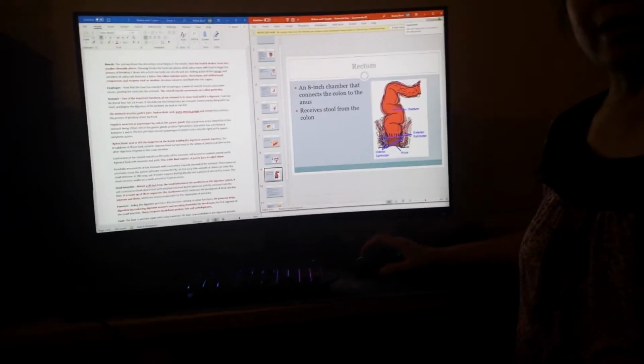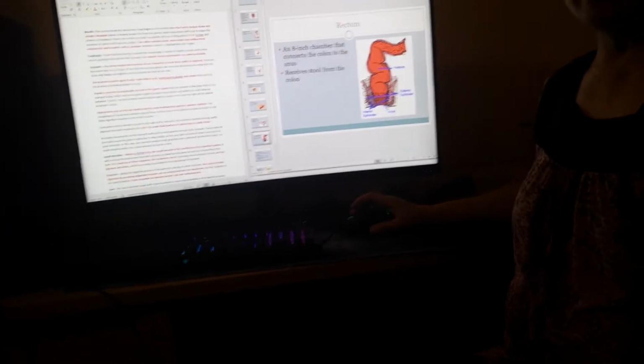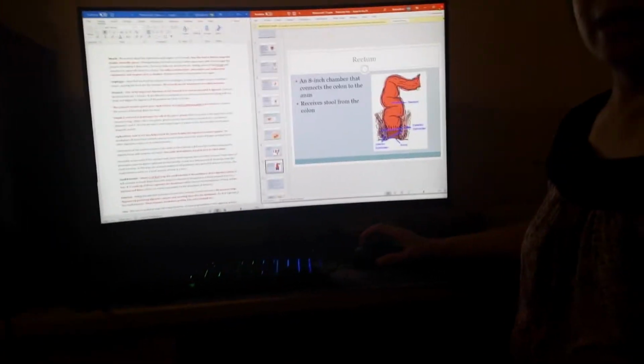The rectum is an 8-inch chamber that connects the colon to the anus. The rectum receives stool from the colon, sends a signal to the brain if there is stool to be evacuated, and holds stool until evacuation can happen.